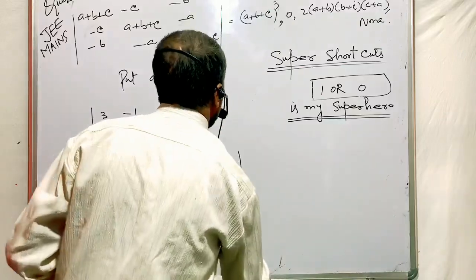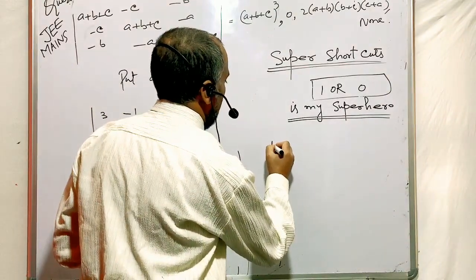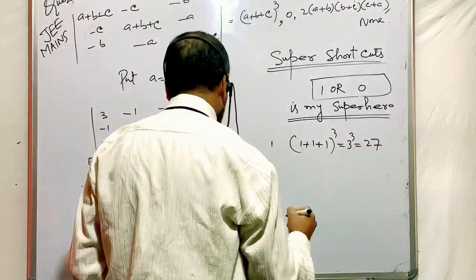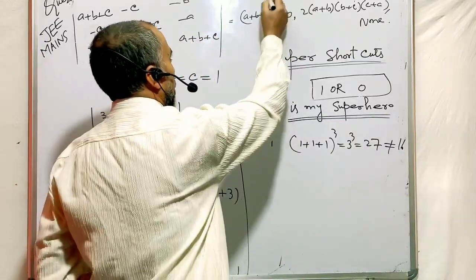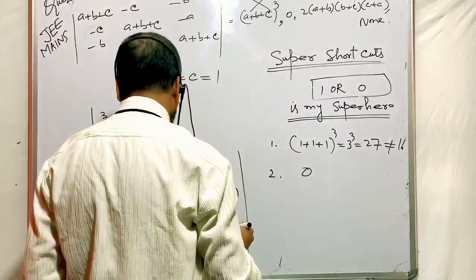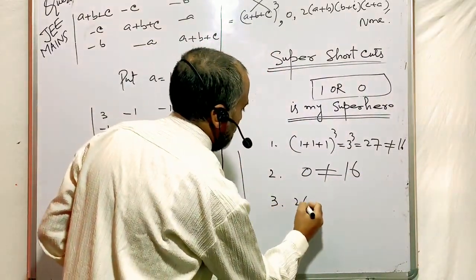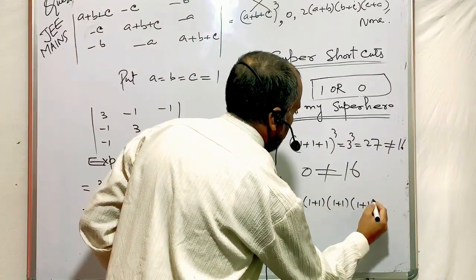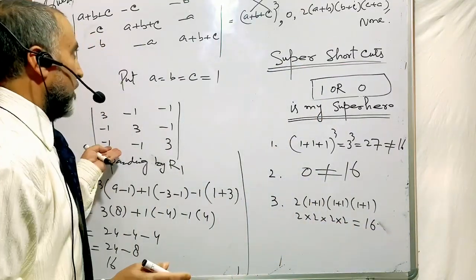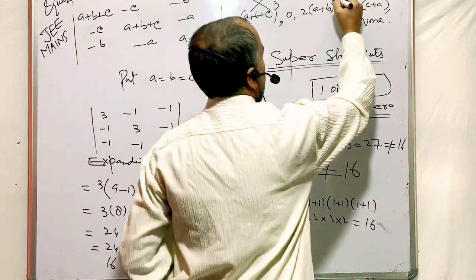Will in options will substitute a is equal to b is equal to c is equal to 1. पहले ऑप्शन में पहला ऑप्शन जो है 1 प्लस 1 प्लस 1 whole cube that is 3 cube that is 27, और ये 16 के बराबर नहीं है, तो उसका मतलब हुआ ये ऑप्शन ठीक नहीं है. तो दूसरे ऑप्शन पे जाएंगे, it is 0, 0 is not equal to 16, तो दूसरा ऑप्शन भी ठीक नहीं है. तो what about third, 2 into 1 plus 1, 1 plus 1, 1 plus 1, आप देखिए 2 into 2 into 2 into 2 that is 16 and that is equal to our 16. जो लेफ्ट हैंड साइड का जो डिटरमिनेंट का वैल्यू जो है 16, यहाँ पे भी ऑप्शन आ गया 16, this one is the correct answer.